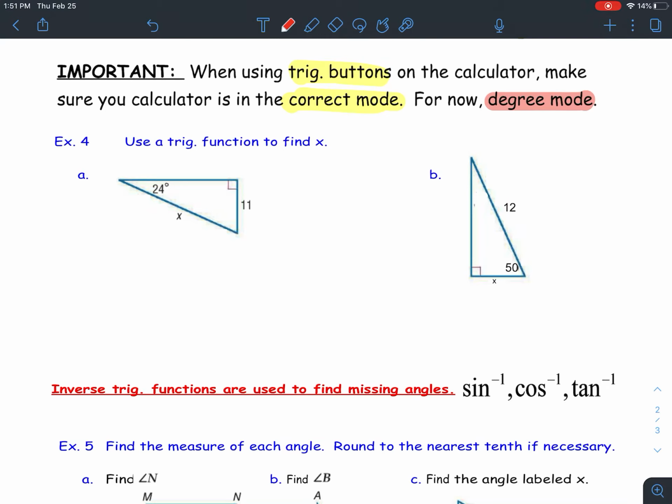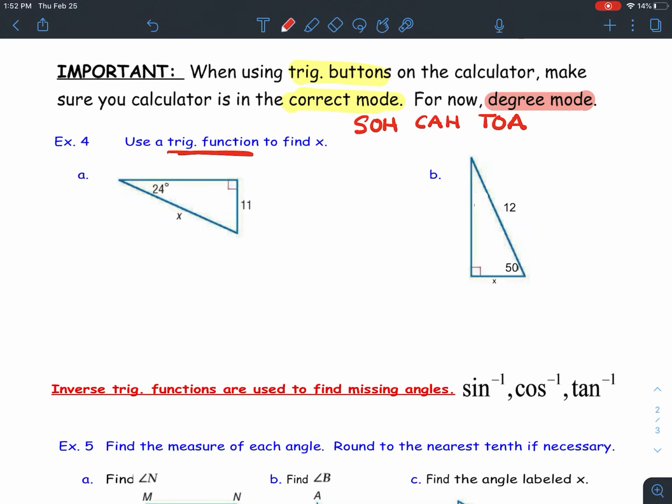Okay, now, what we're going to do in example 4 is they want us to use trig functions. Anytime we're doing this, we're going to revert to just our 3 basic trig functions, sine, cosine, or tangent. There are no secant, cosecant, or cotangent buttons on the calculator, so you're restricted to only being able to use sine, cosine, or tangent. We are exclusively trying to find the value of side x on these triangles.